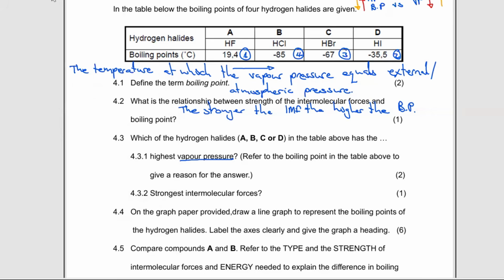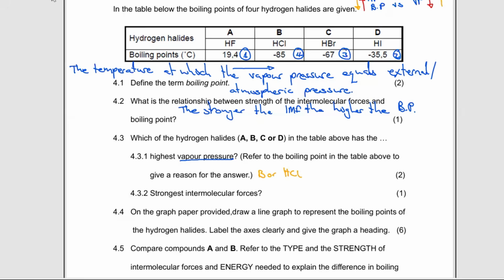So in this case, which of the highlights A, B, C, D in the table above has the highest vapor pressure? In terms of vapor pressure, if it has the highest vapor pressure, it must have the lowest boiling point. The one with the lowest boiling point is going to be B, right? So your answer is B, or you can write HCl like that.